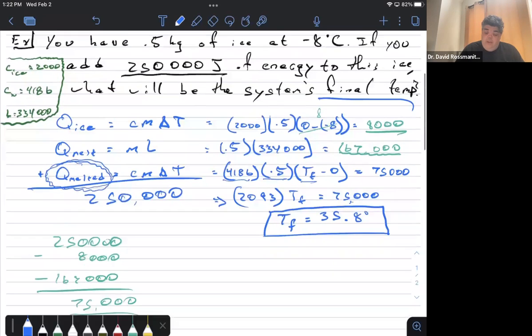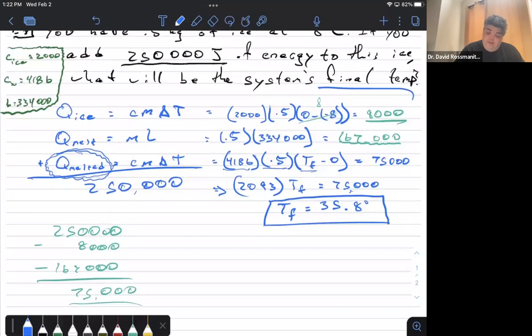And of course, I know that based on the fact that the first step used that much, the second step used that much. I started with 250,000, so what's left over is only 75,000. So 2093 TF must be equal to 75,000. Divide 75,000 by 2093, and you should get this number. Okay, so does that make sense?